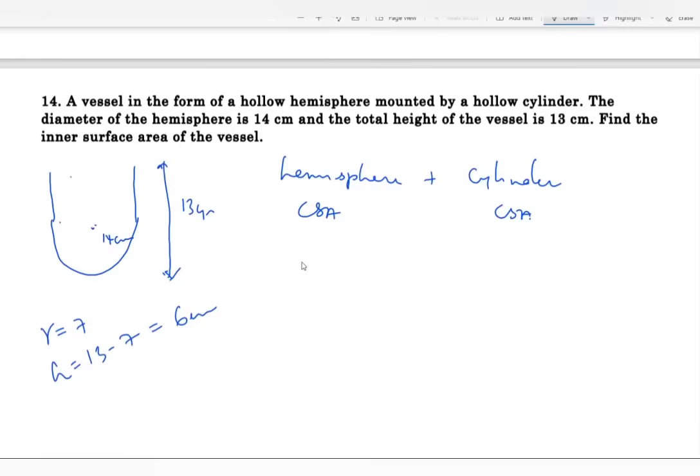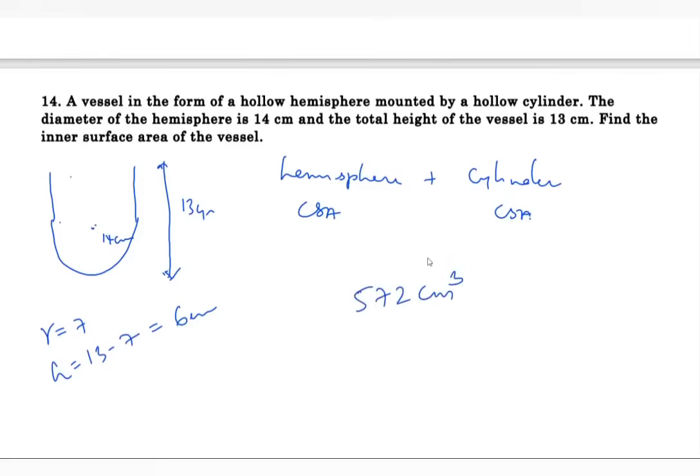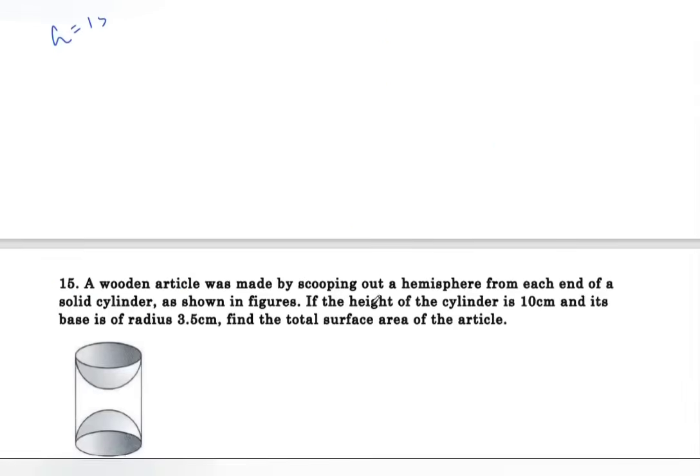will get the answer. Students, you just need to calculate the CSA of hemisphere and CSA of cylinder, and add it, you will get the answer. If you add CSA of hemisphere and CSA of cylinder, we get the answer as 572 centimeter square. So after calculating the surface area, do comment your answers.